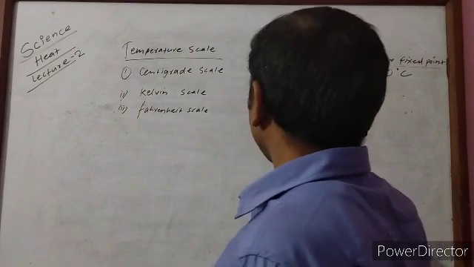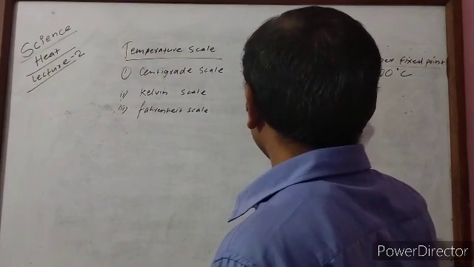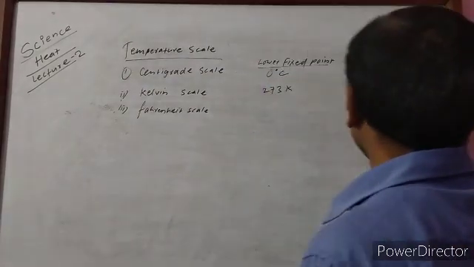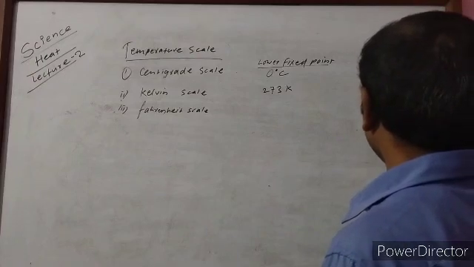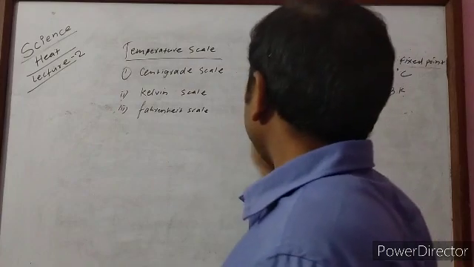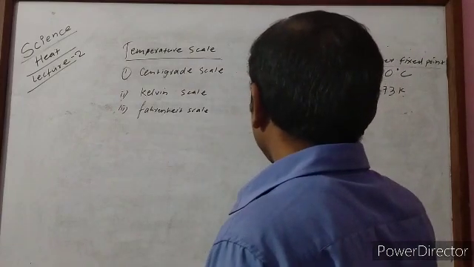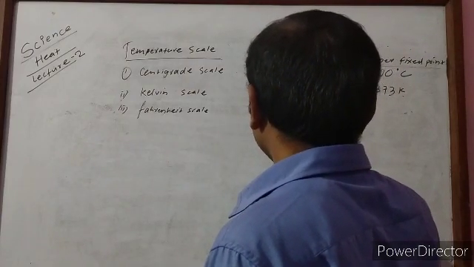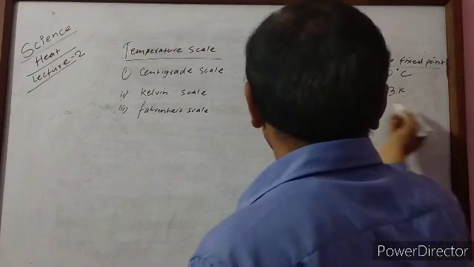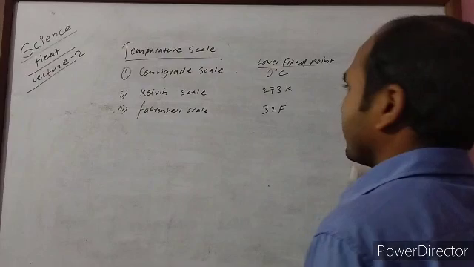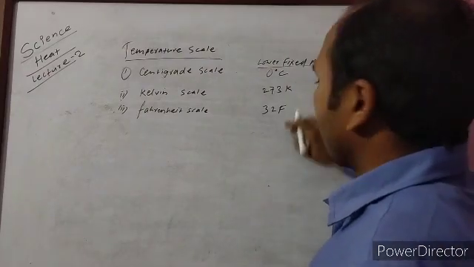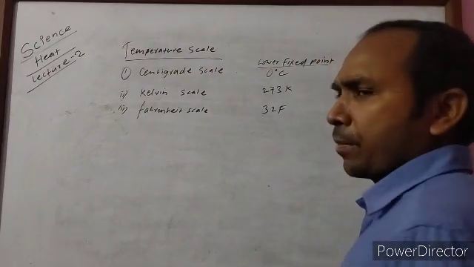In the Kelvin scale, the lower fixed point is 273 Kelvin and the upper fixed point is 373 Kelvin. In the Fahrenheit scale, the lower fixed point is 32 Fahrenheit and the upper fixed point is 212 Fahrenheit. These are all the lower fixed points and these are all the upper fixed points.